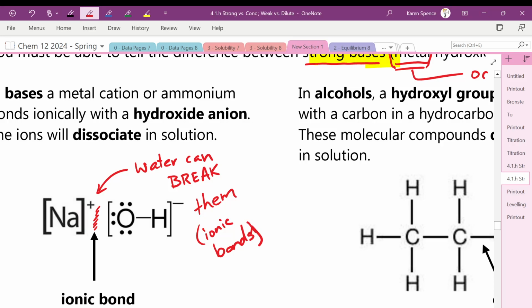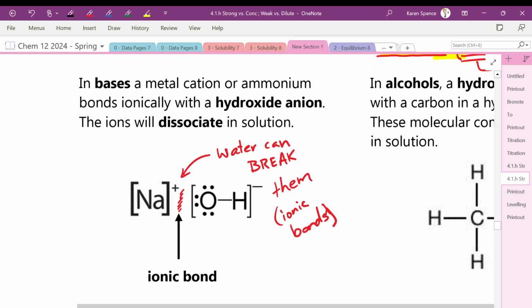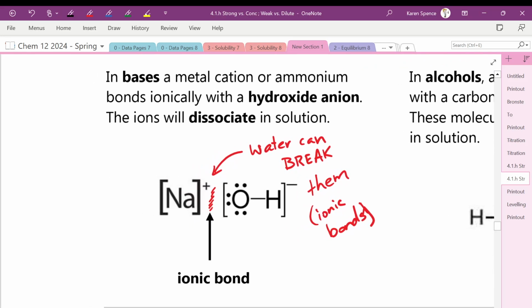Anyone know why water can break an ionic bond? Have a chat with your neighbor about that. Why can water break an ionic bond? Have a little chat, and then I'll come to you.